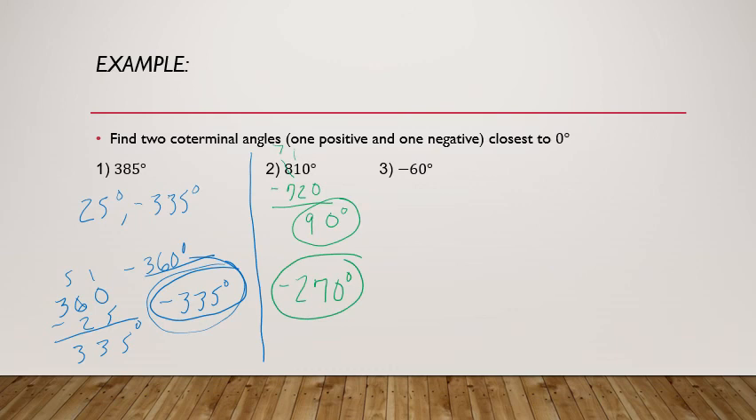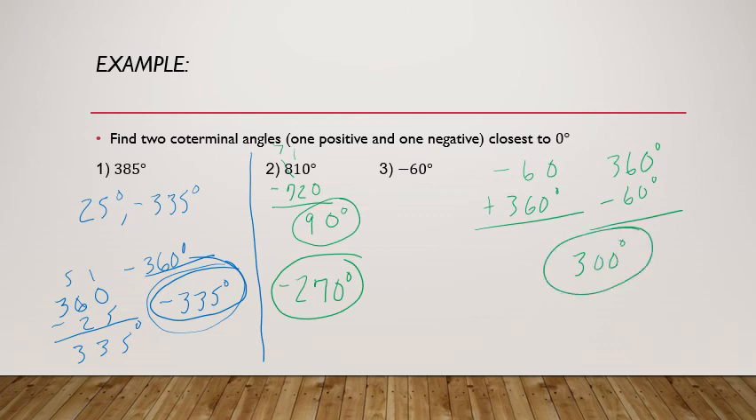With negative 60, to get to a positive coterminal angle, we'll need to add 360. It's the same thing as 360 minus 60, which would just be 300 degrees. And then to get to another negative coterminal angle, we'll subtract 360. So negative 360 and negative 60, which would be negative 420 degrees. So our two answers are here.